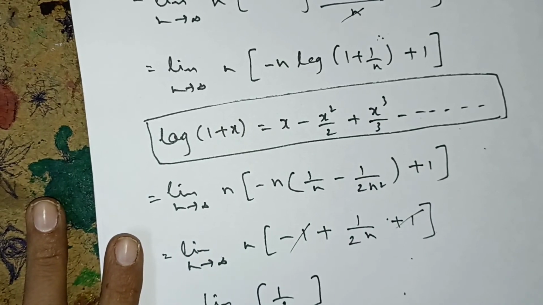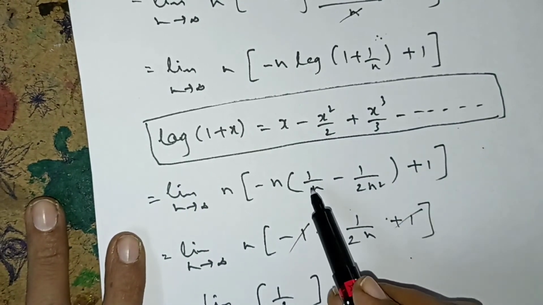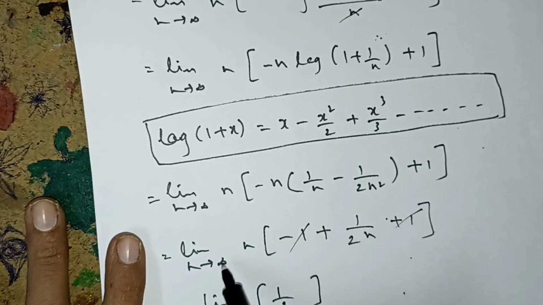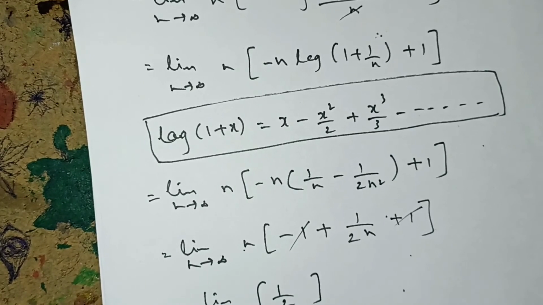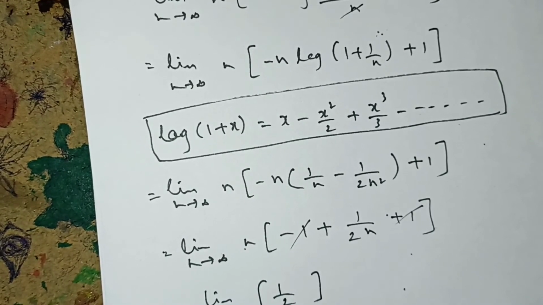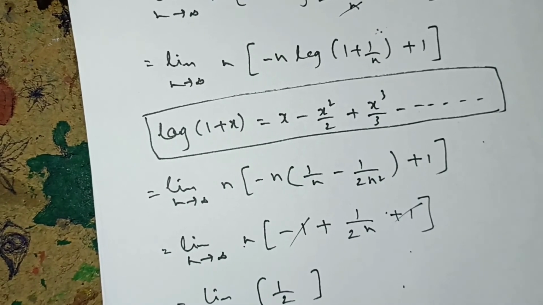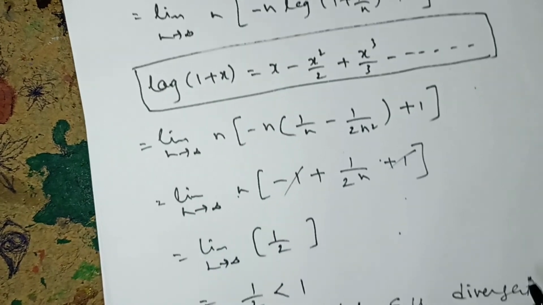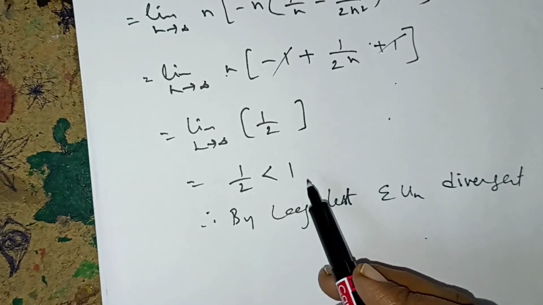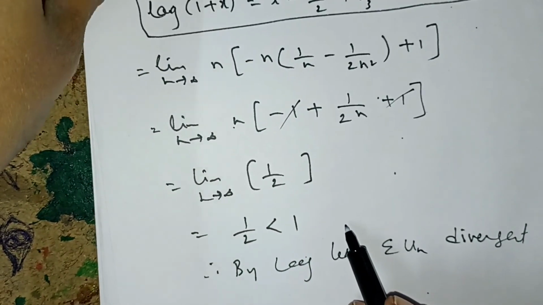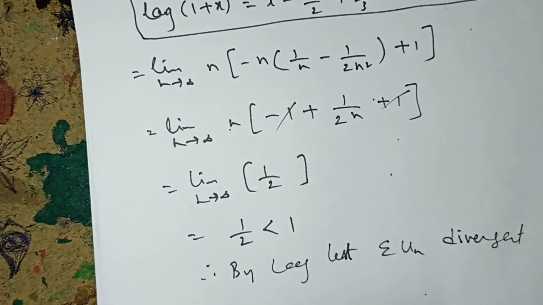Now limit n tends to infinity, 1 by 2 which is less than 1. Now apply only 2 terms, that's enough. I wrote only 2 terms, all the terms cancel, and outside n I multiplied, 1 by 2 which is less than 1. Therefore by logarithmic test, sigma un, whenever less than 1 if you get, sigma un is divergent. 1 by 2, less than 1 we have got. I multiplied with inside n and I have got like this, divergent, and we will combine all the conclusions.